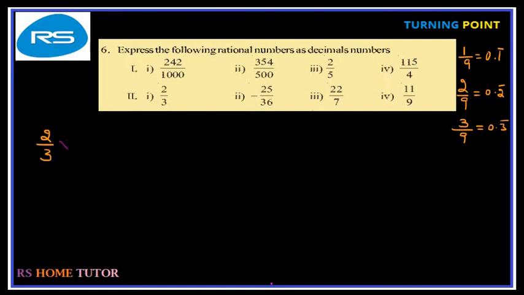I am multiplying with 3 by 3. So then what will I get? 6 by 9. Similarly, what I have done earlier, if you observe this, you will write it as 0.6 bar. So this is the very easiest way to do this sum. If not, anyhow you know the division method.